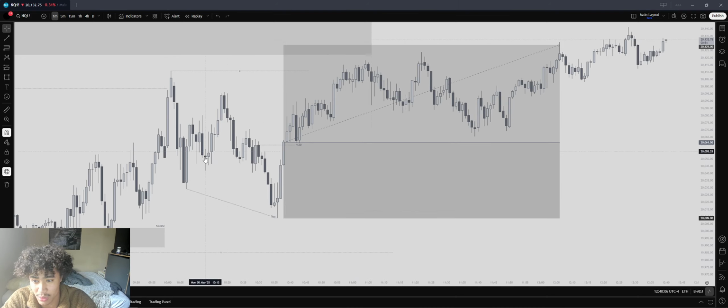I wasn't quite sure. I was still undecided about where price action wanted to go. Well, price action was indecisive about where it wanted to go. I was just waiting for it to make its move.